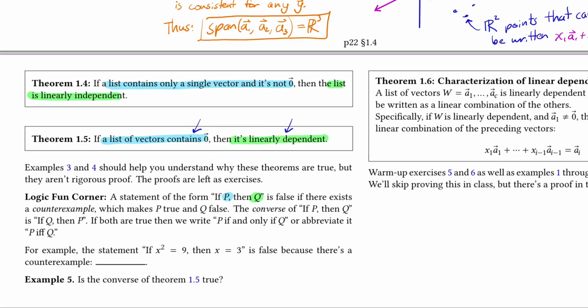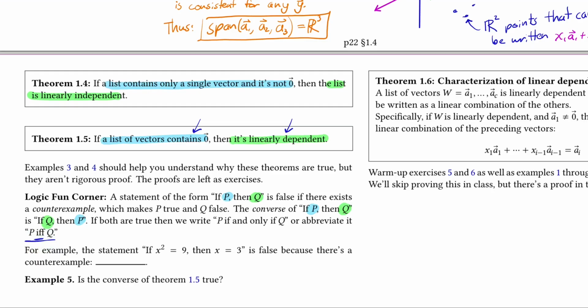And trying to think of counterexamples is a good way to understand why theorems are true as well, because if you try to think of a counterexample and you can't, you're going to understand something about why there are no counterexamples and why the theorem is true. Anyways, the converse of an if P then Q statement is when you switch the order of them. And if both are true, we would write P if and only if Q, or abbreviate it as P iff Q. That means if and only if.